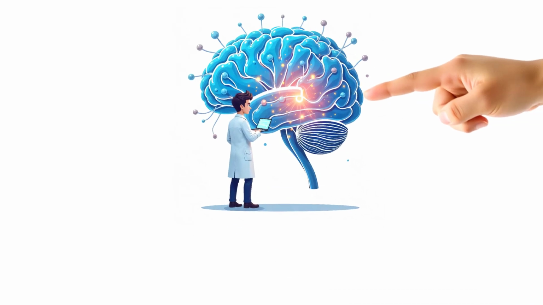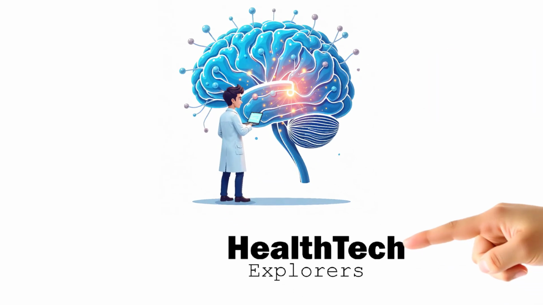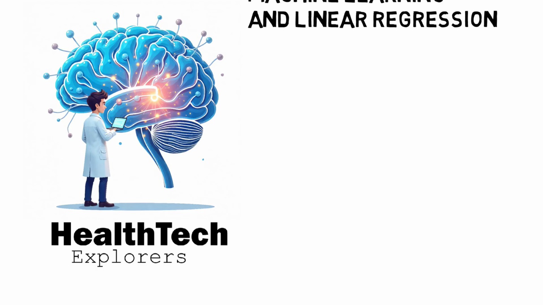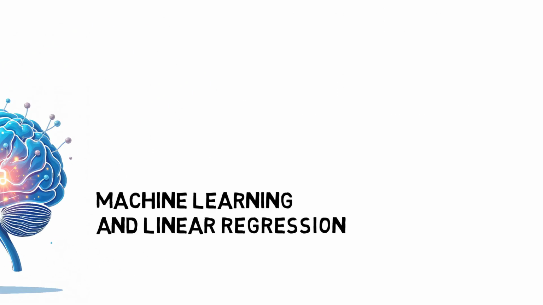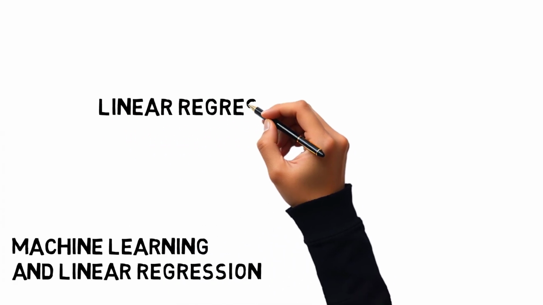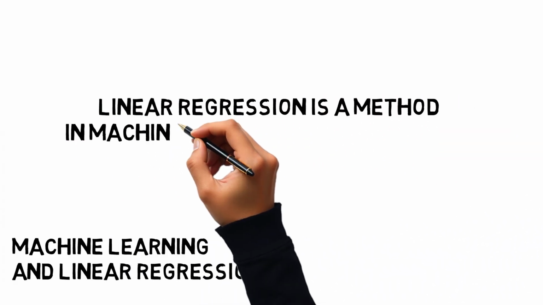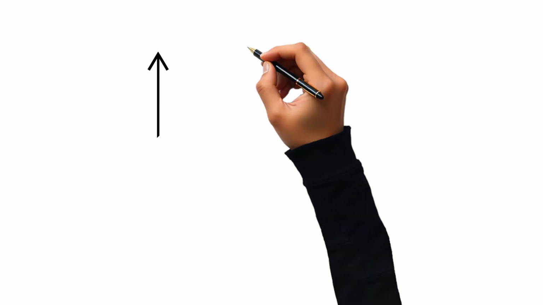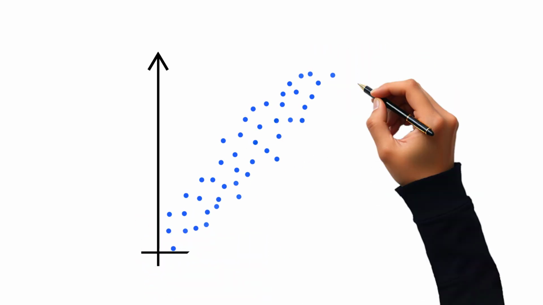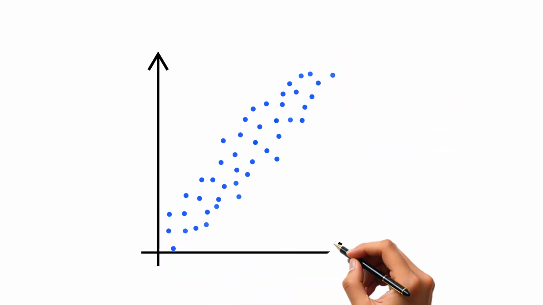Today we're going to talk about linear regression, one of the simplest and most popular concepts in machine learning. So what is it in simple words? Linear regression is a method in machine learning used to predict numerical values. It works by finding a linear relationship between one or more variables. The goal is to find a line or equation that best describes your data.